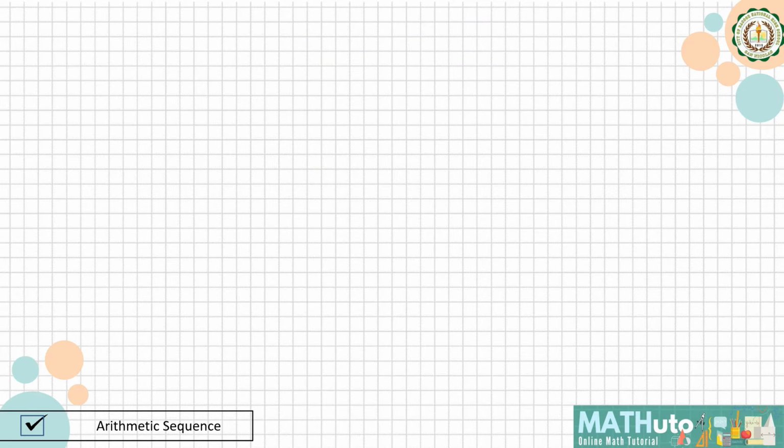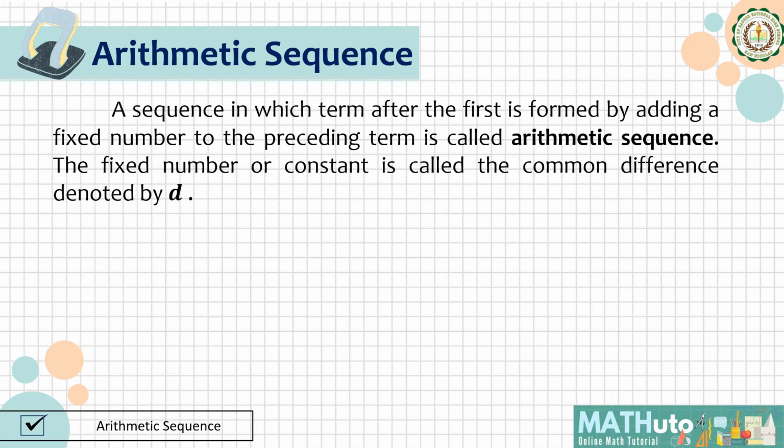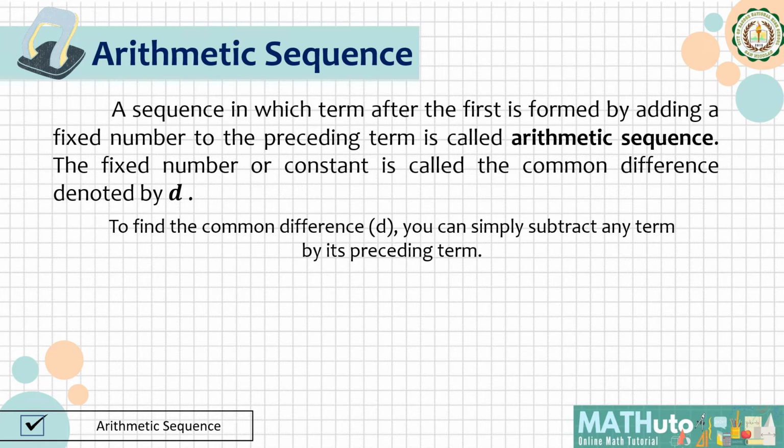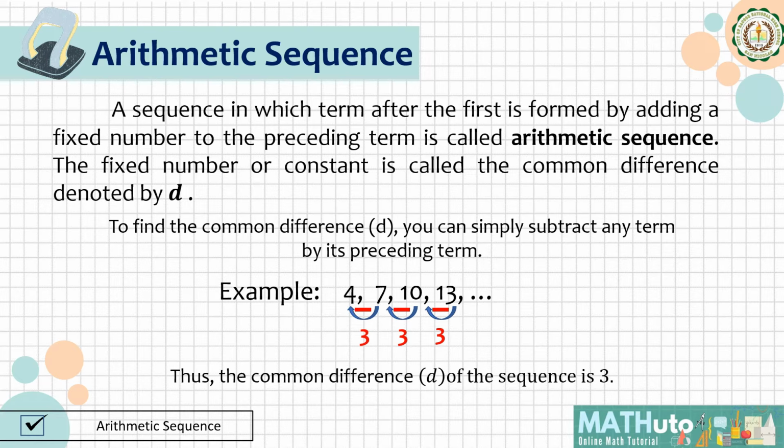What is an arithmetic sequence? A sequence in which each term after the first is formed by adding a fixed number to the preceding term is called an arithmetic sequence. The fixed number or constant is called the common difference, denoted by d. To find the common difference, you can simply subtract any term by its preceding term. Example: 4, 7, 10, 13. 7 minus 4 is 3, 10 minus 7 is 3, and 13 minus 10 is 3. Therefore, the common difference d of the sequence is 3.